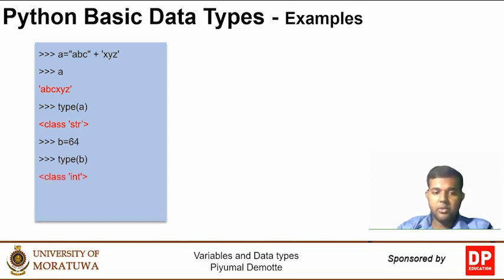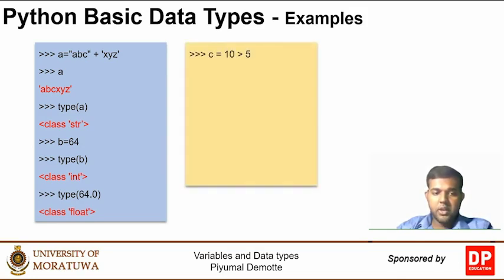Let's check the data type of value 64.0. This is a float type value. The decimal point dot has made the change between 64 and 64.0. This is how Python distinguishes integers and floating point values. Moving into more examples, try to validate expression C equals 10 greater than 5. This validates to True, which is a Boolean value. If we check the data type of variable C, it will return bool as the type.